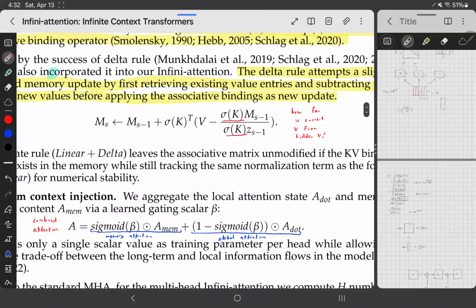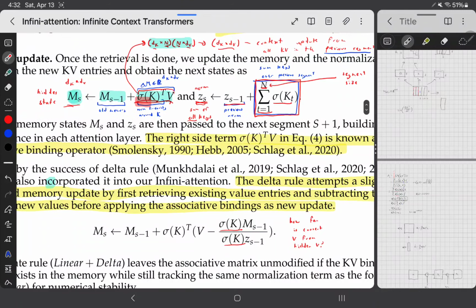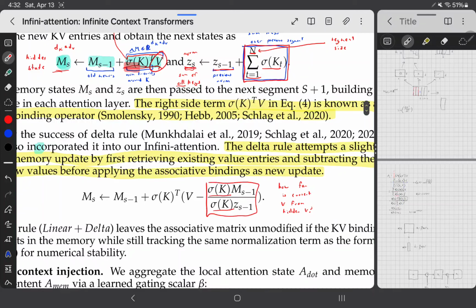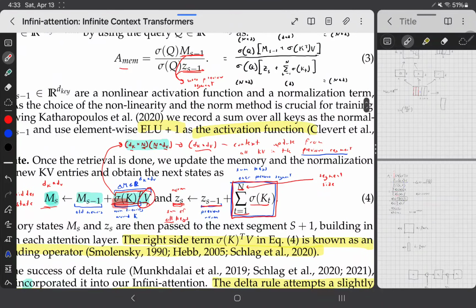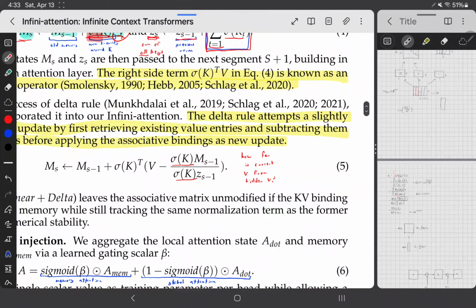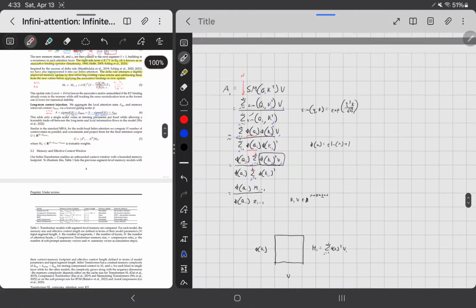One thing that they do is they use residuals instead of just V. So it's this formulation here, but they add this term here. And this term is basically saying how far is the current V from the hidden V. And you can see that they use something similar to AMEM, but they multiply by the activation of K instead.